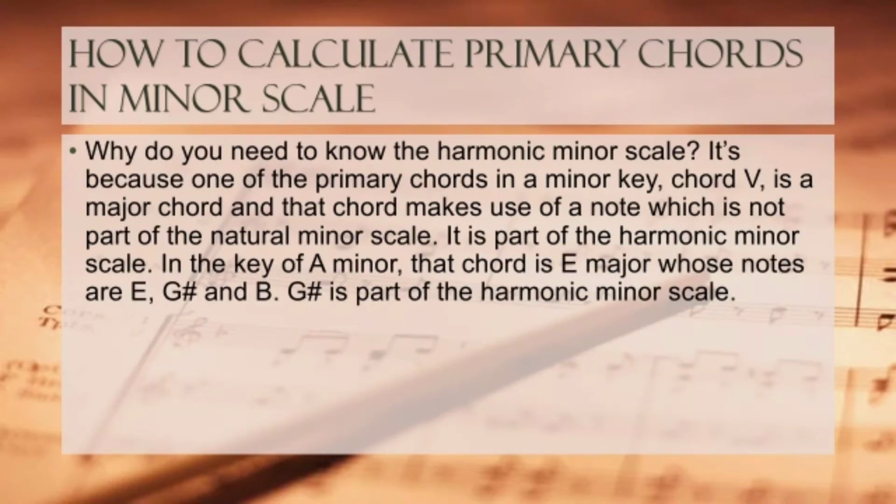Why do you need to know the harmonic minor scale? It is because one of the primary chords in a minor key, chord fifth, is a major chord. That chord makes use of a note which is not part of the natural minor scale. It is part of the harmonic minor scale in the key of A minor. That chord is E major, whose notes are E, G sharp, and B. G sharp is part of the harmonic minor scale.